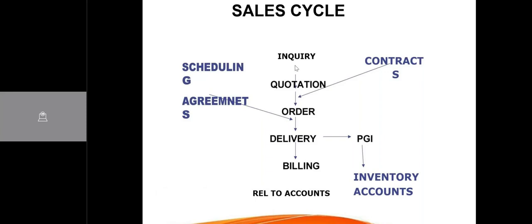Then we do the billing, the invoice is sent to the customer, and payment by the customer will be handled by the account department. So this process is called the OTC process, order to cash process. That is also known as order management, and we have to know it.